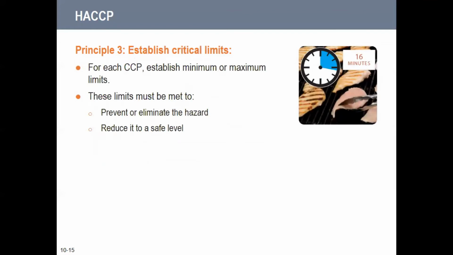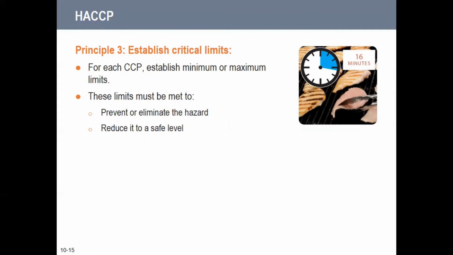We've established the critical control points. Now for each of those control points, we have to establish a critical limit, whether it's a minimum or a maximum. So we set these limits for preventing or eliminating hazards or reducing them. Most of the time, critical limits are time and/or temperature based. Sounds familiar, doesn't it? That's what we can control. So we are going to look at how we can control those critical control points with a time or temperature.